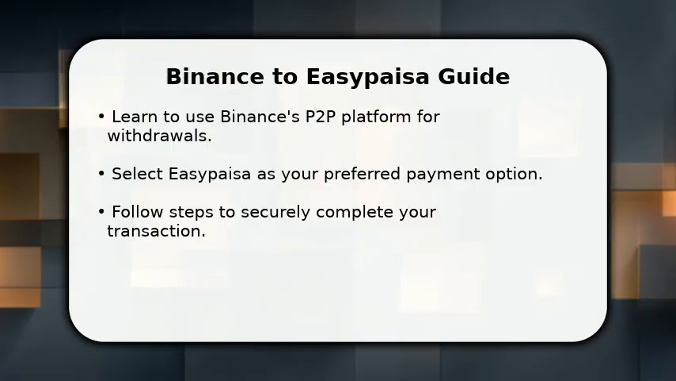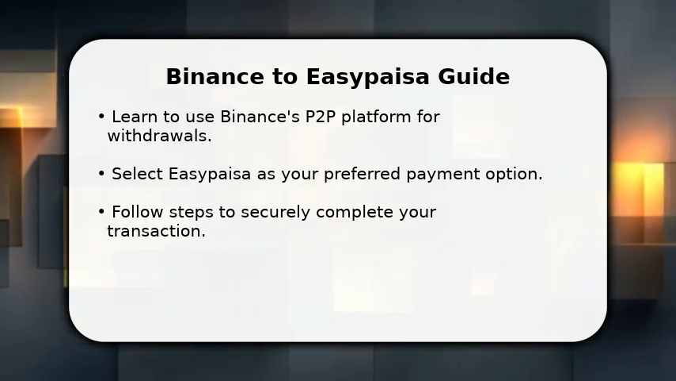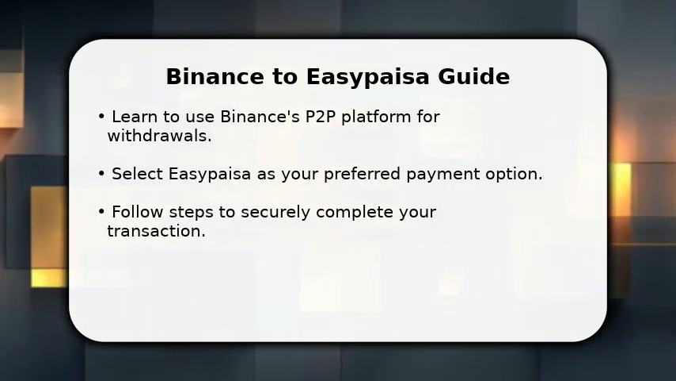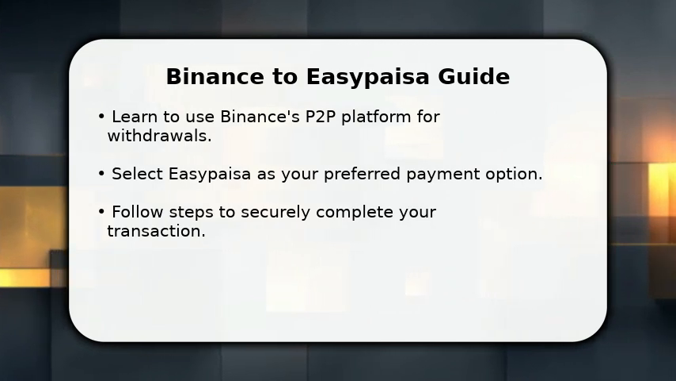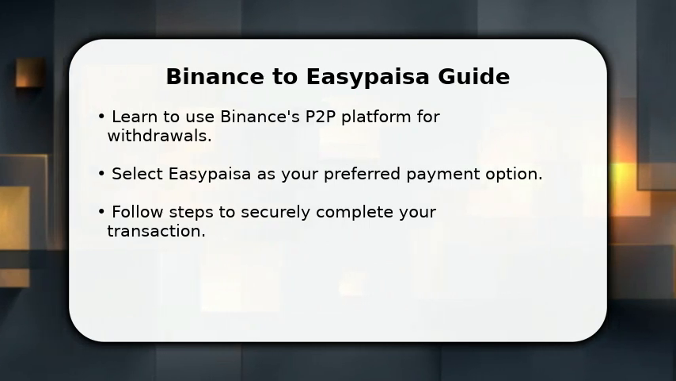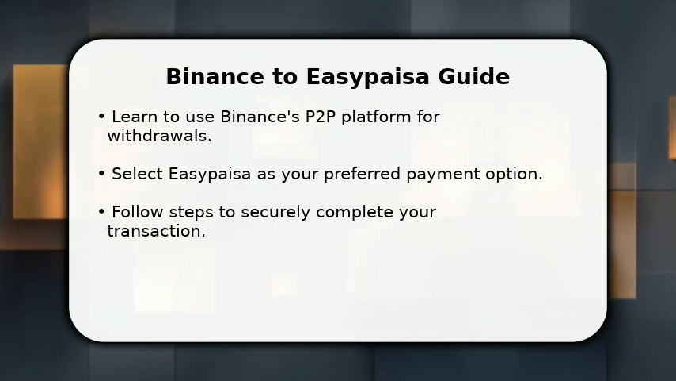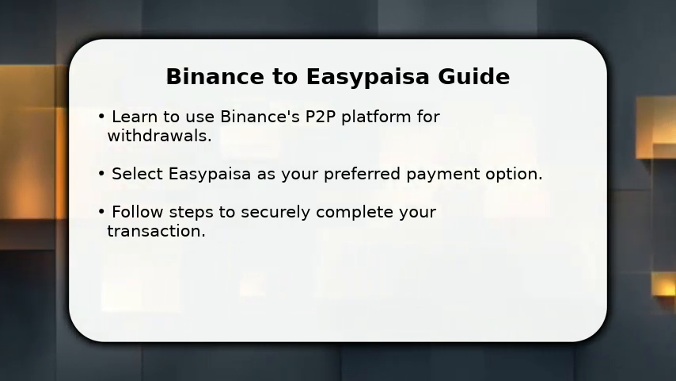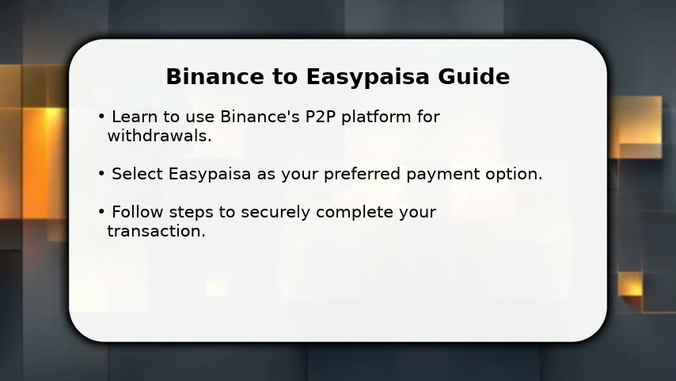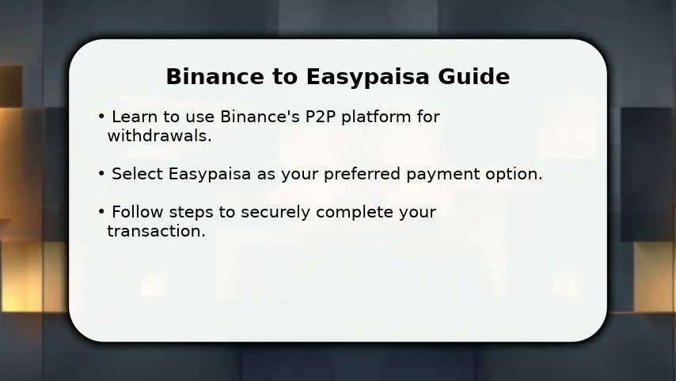Enjoy the video. In this video, I will explain how to withdraw funds from Binance to EasyPaisa. First, navigate to the peer-to-peer trading section on Binance. You will then select the sell option for your cryptocurrency. Next, choose EasyPaisa as your desired payment method. Finally, confirm all transaction details to ensure a smooth and secure transfer of your funds. This process typically takes only a few minutes to complete.